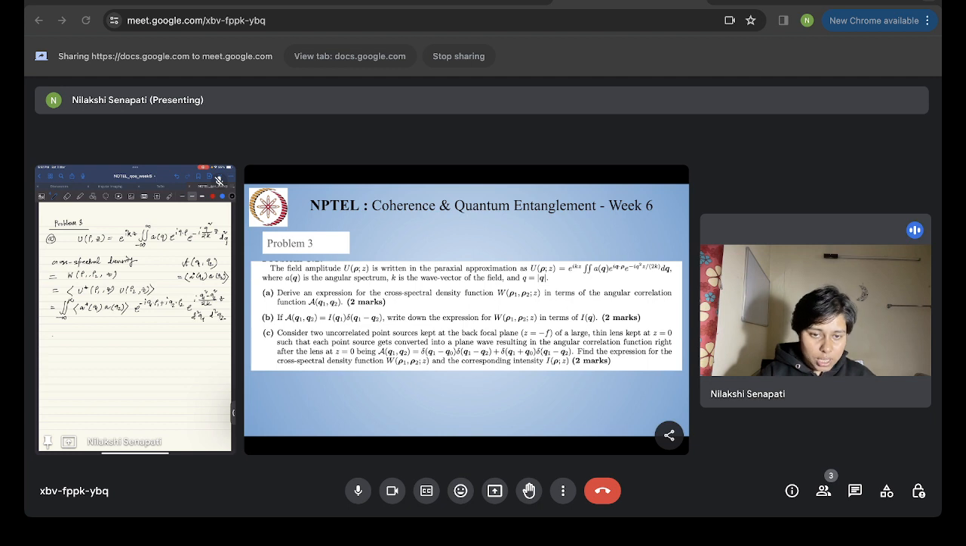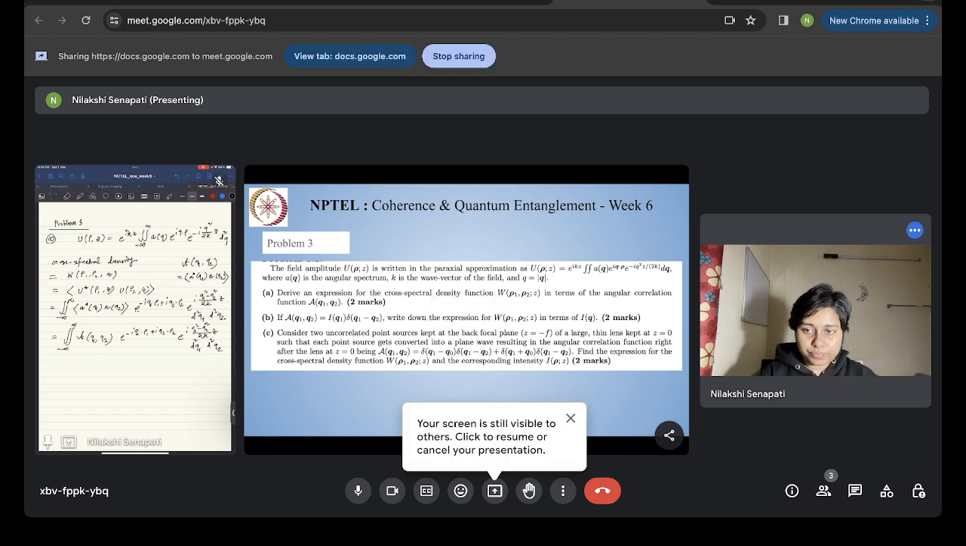Now you can write this as integration from minus infinity to infinity A(q1, q2) with exponent minus i q1 dot ρ1 plus i q2 dot ρ2, where exponent i (q1 squared minus q2 squared) by 2k into z, d2q1 d2q2. So this is the cross spectral density function.